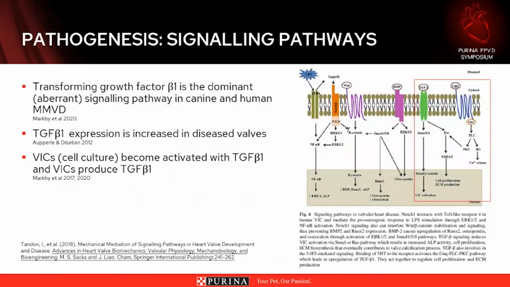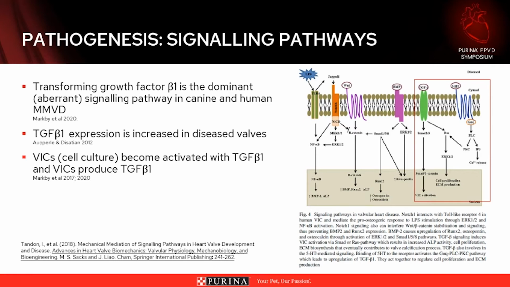So there's been a lot of work recently looking at signalling pathways in mitral valve disease, both in people and in dogs, and there are some similarities and some differences between humans and dogs with mitral valve disease. So again, this is from Brendan Corcoran's group, Greg Markby and colleagues, but they've shown with transcriptome analysis that TGF-beta1 is the dominant aberrant signalling pathway in both canine and human mitral valve disease.